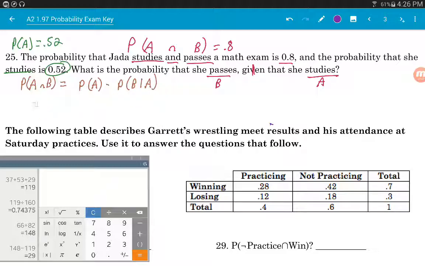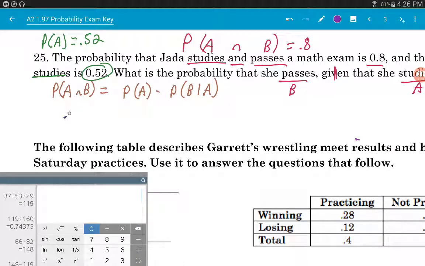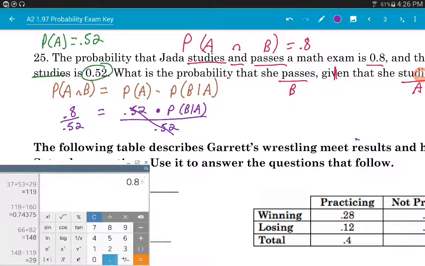That's cake. So the probability of A and B is 0.8. The probability of A is 0.52 times the probability of B given A. In order to get the probability of B given A by itself, I'm going to want to divide off the 0.52, cross those out, and I get the probability of B given A is equal to this. Well, 0.8 divided by 0.52 equals 1.54.